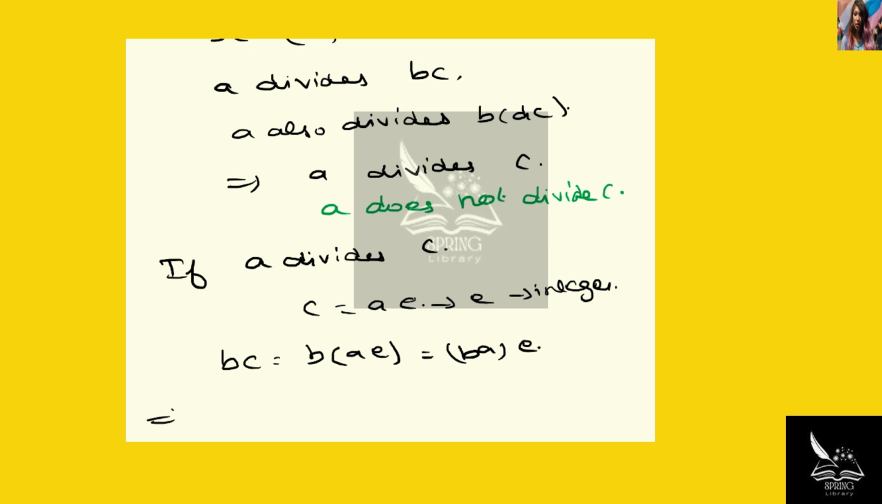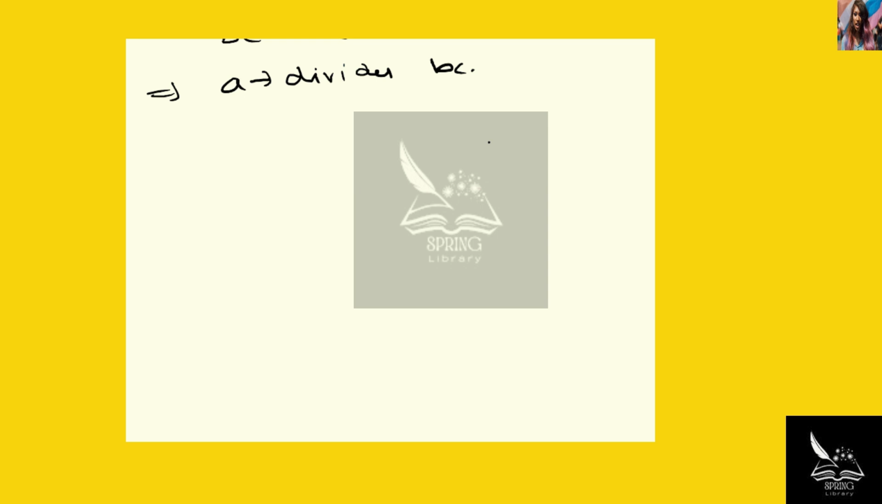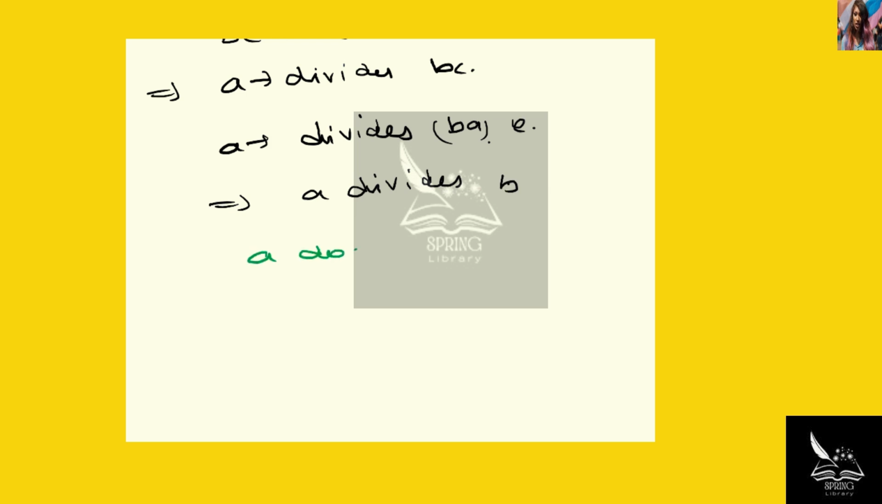So this implies A divides BC, and A also divides BAE. So this implies A divides B. So this also contradicts our assumption. Therefore, A does not divide B.